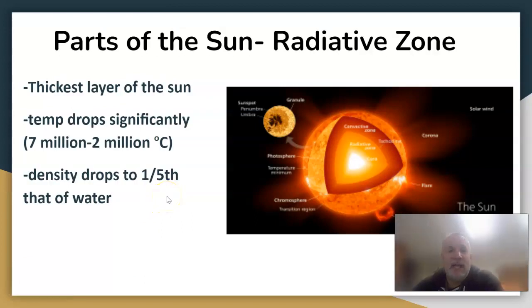The next part is the radiative zone. It's the thickest layer. The temperature drops significantly, all the way down to about 2 million degrees in the outermost part. And its density drops from being extremely dense to only 1/5 that of water. So the density changes a lot from the core to the radiative zone.